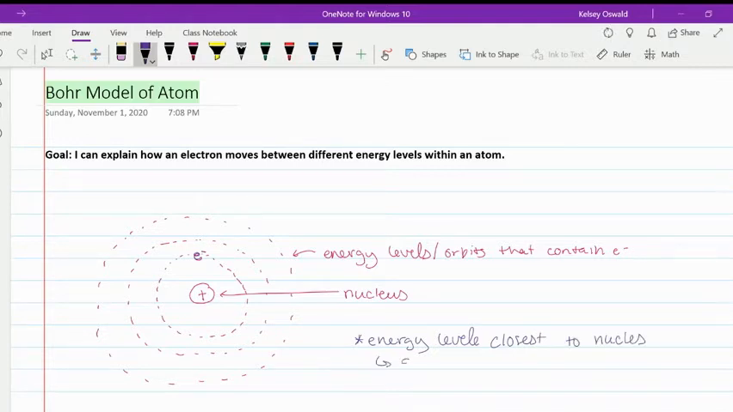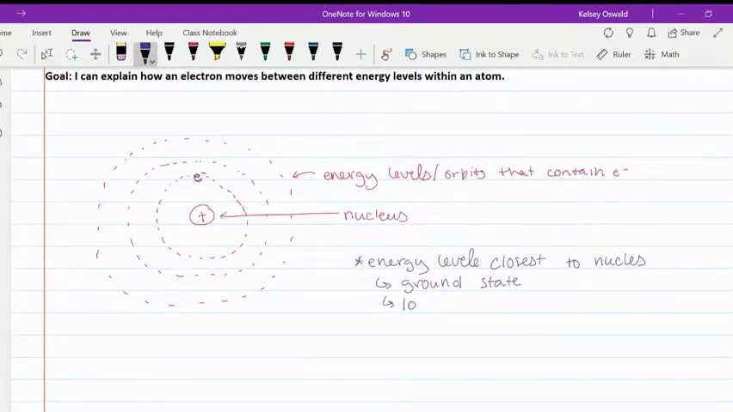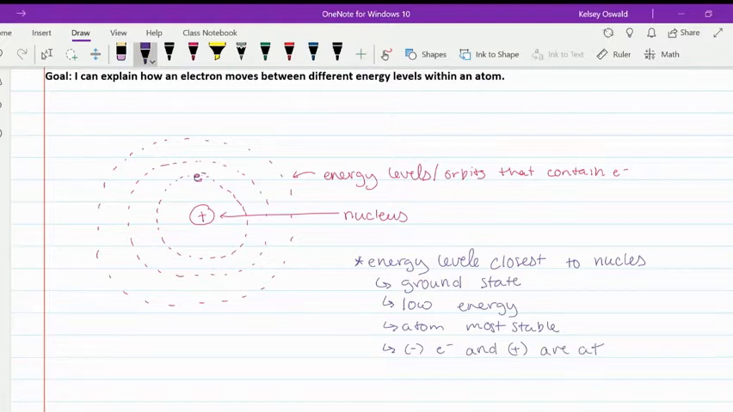That energy level closest to the nucleus, our ground state, is a very low energy state for our electron. So this is where our atom is most stable. That's because our negative electrons and our positive nucleus are attracted to one another. So this is where our electron is very happy. It's going to be really hard to remove or to move our electron from that ground state.